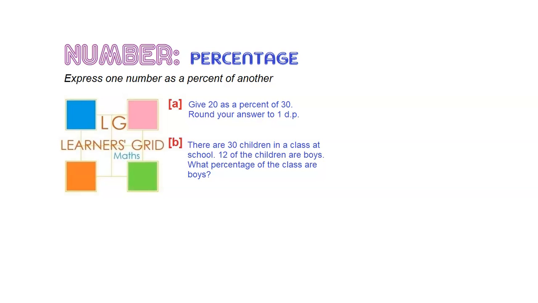So we're going to express one number as a percent of another. And we'll start with number 1, or A. It says here, give 20 as a percent of 30, and then round your answer to one decimal place. So what we're going to do today is look at two different ways that we can solve these problems. One is to do this whole problem by hand, and the other is to take a shortcut and use a calculator. So let's get on with question A.